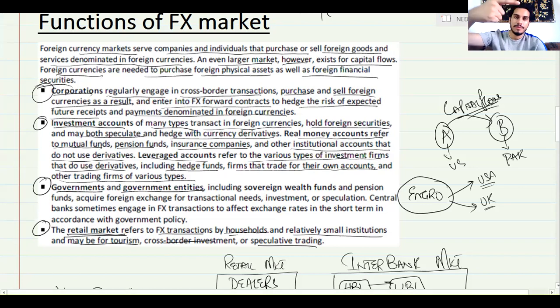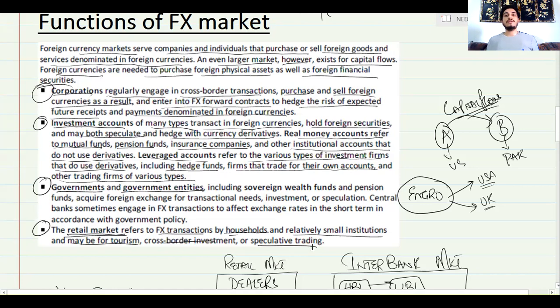For number one, corporations need active currency transfer. The foreign exchange market is there to facilitate them. Two, investment accounts. We always want another currency in order to make international investments. For that also, we have the foreign exchange market. Three, governments and government entities usually and mostly engage themselves in international transactions. They would need foreign exchange. For us, households who are either getting remittances from outside, or going for a tour or tourism, for that purpose also, we need to convert our currency. So these are the functions of the foreign exchange market.